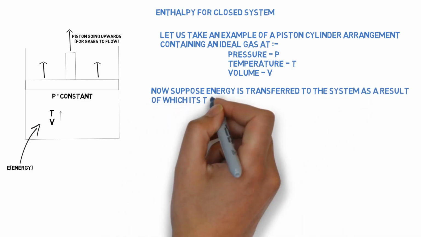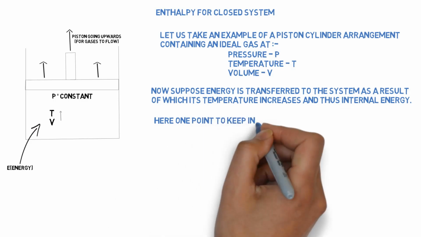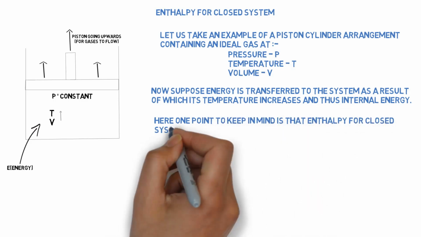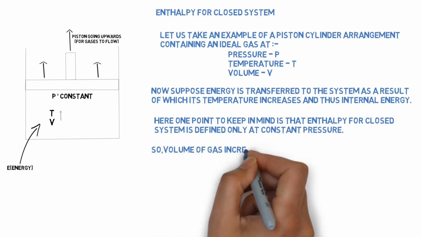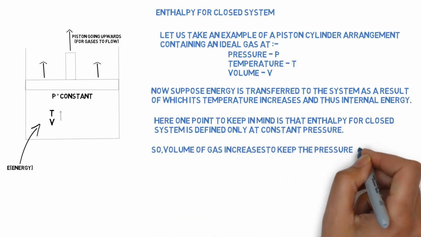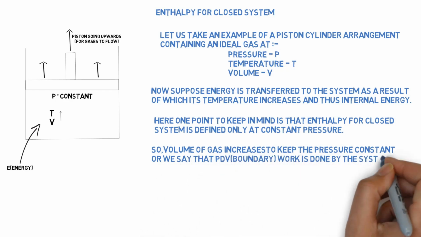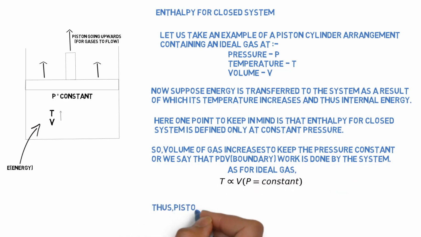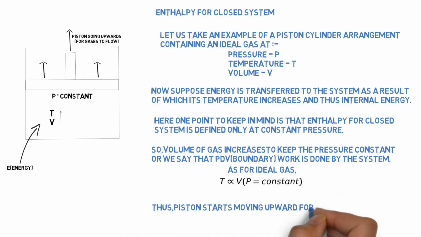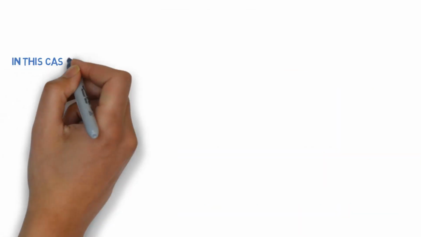So now suppose energy is transferred to the system, as a result of which its temperature increases and thus internal energy. One point to keep in mind is that enthalpy for a closed system is defined only at constant pressure. So the volume of the gas increases to keep the pressure constant, or we say that PdV, that is boundary work, is done by the system. As for an ideal gas, T is proportional to V at constant pressure. Thus, the piston starts moving upward for the flow of gases to take place in the upward direction.